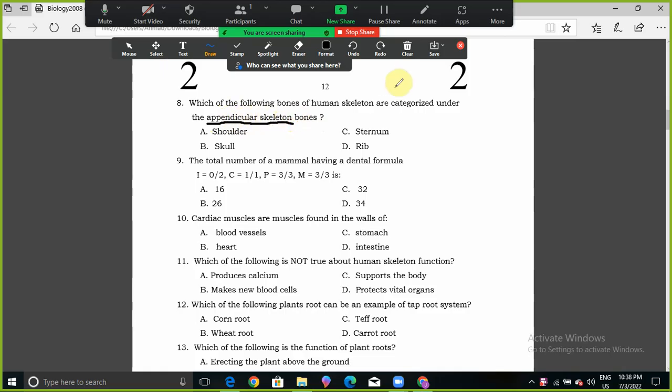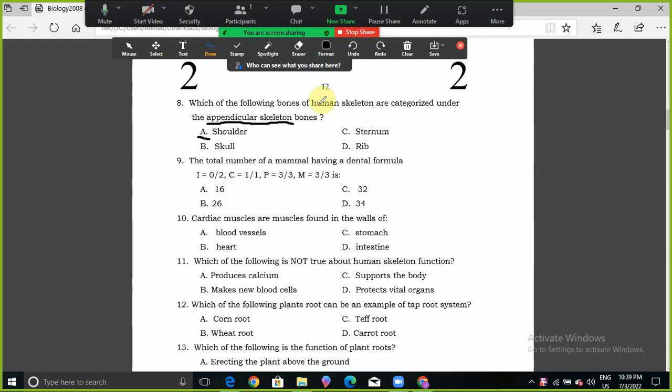The appendicular skeleton is the second category of the human skeleton and is the appendage of the skeletal system. It is composed of all the bones of the shoulder, hip, and limbs or appendages. So the correct answer, which is under the appendicular skeletal bones, is shoulder. Another example would be hip and limbs or appendages.